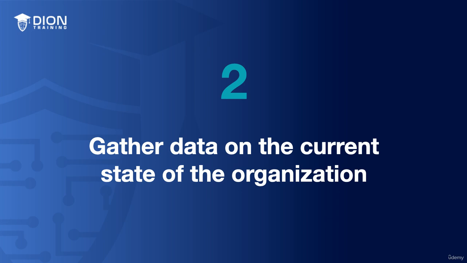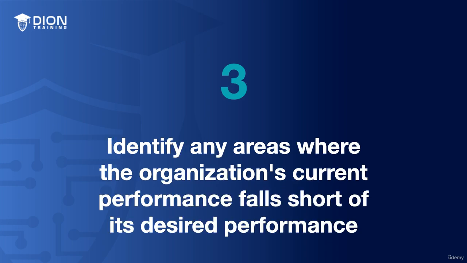The next step is to gather data on the current state of the organization. This can be done through surveys, interviews, and other forms of data collection based on your organization's preference. Once that data has been gathered, it's then going to be analyzed to identify any areas where the organization's current performance is falling short of its desired performance.